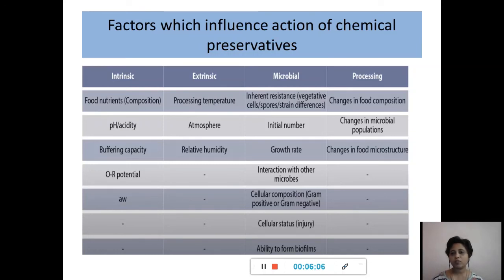We can see that various processing conditions, that is changes in the food composition, changes in the microbial populations, as well as changes in the food microstructure, can be brought about by various processing strategies adopted in the food. And all these changes would greatly influence the action of the chemical preservatives. So, as a whole, all these factors, that is the intrinsic, extrinsic, microbial, as well as the factors formed as a result of food processing, will influence the effectiveness of a chemical preservative, let it be a class 1 or a class 2 preservative.